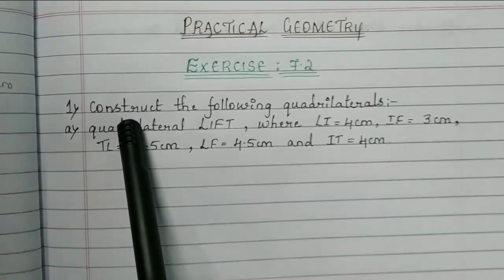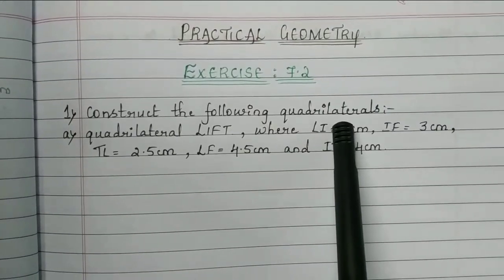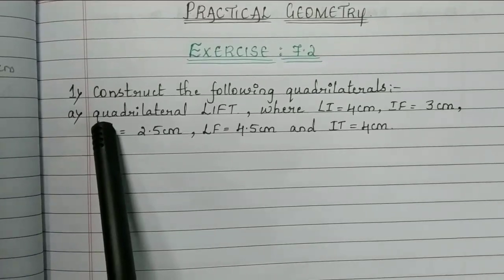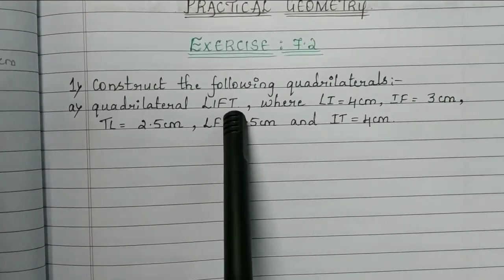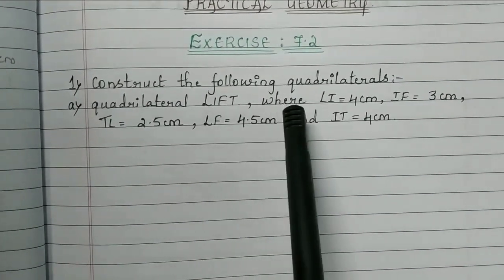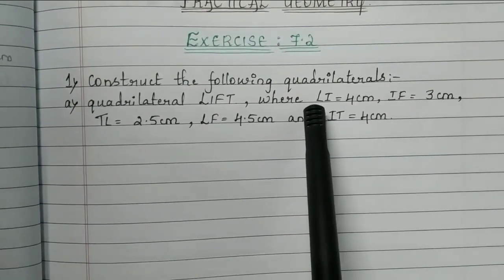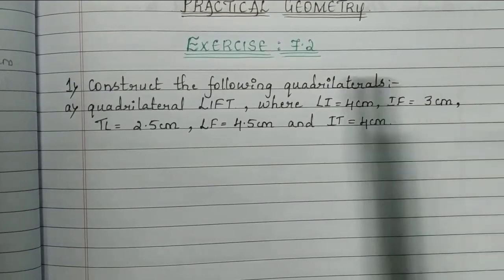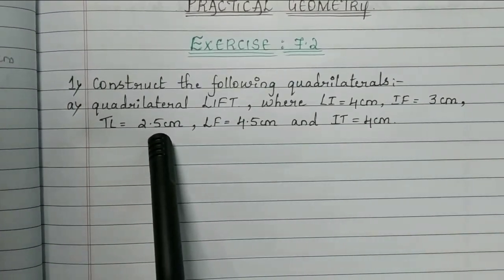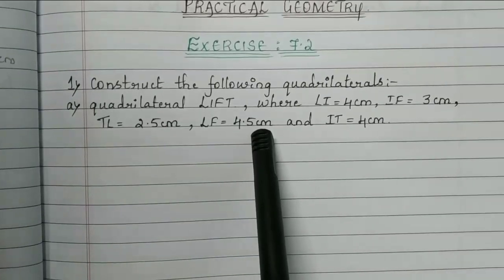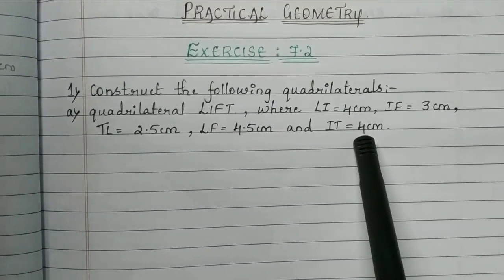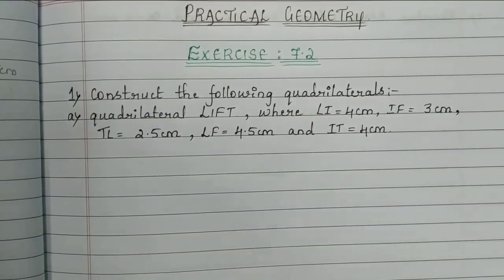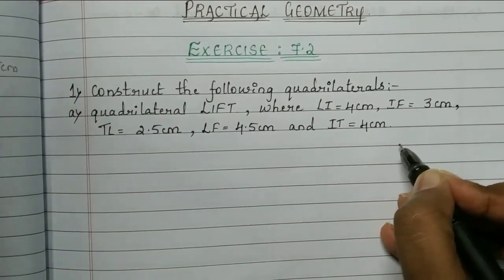Here the first question is construct the following quadrilaterals, and a few quadrilaterals have been given. The first quadrilateral is LIFT, where the measurements are given as LI equals 4 cm, IF equals 3 cm, TL is 2.5 cm, LF is 4.5 cm and IT equals 4 cm. As in the previous questions, we have to draw a rough diagram related to this.